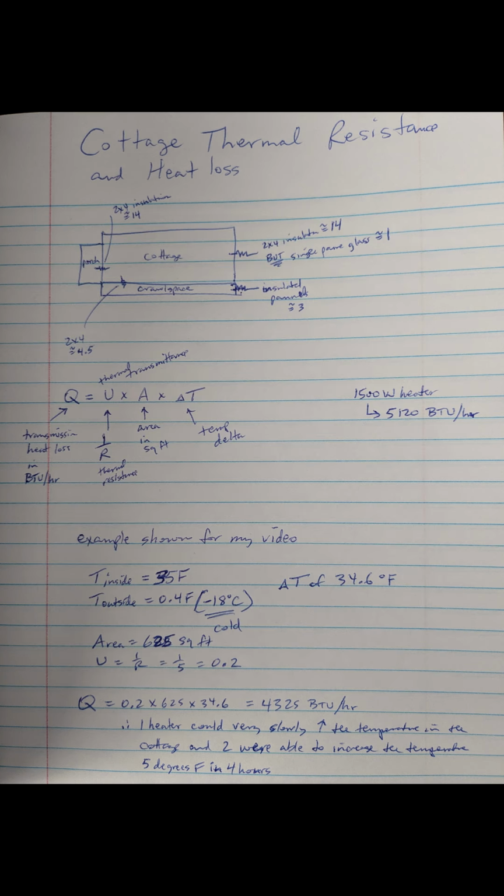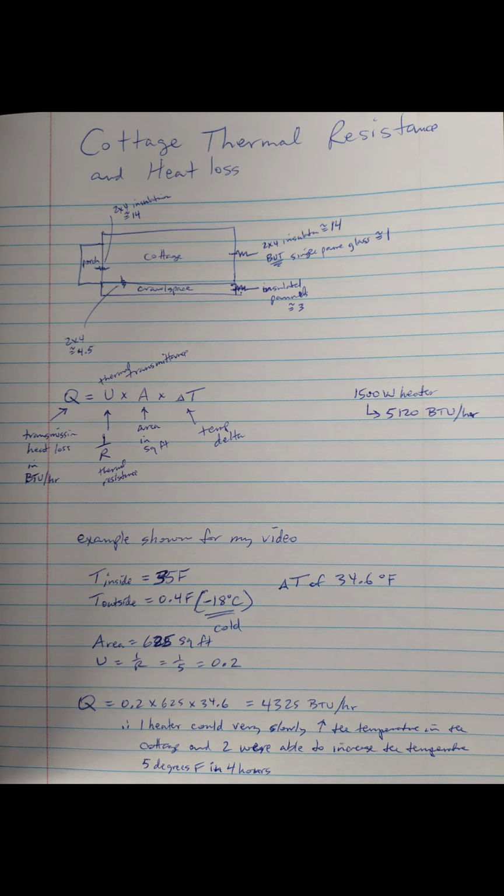Anyway, I'm just going to do a rough approximation and say that the thermal resistance is 5. That's a bit of a stretch. It might be a little bit less than that, but let's use 5. So there is a formula, the transmission heat loss, and that's equal to U times A times delta T, where U is the thermal transmittance, which is 1 over the thermal resistance, A is the area in square feet, and delta T is obviously the delta between the inside and outside temperature.